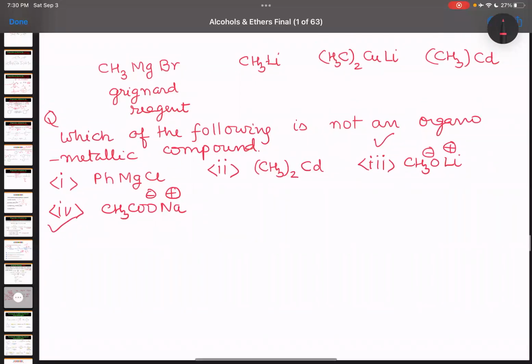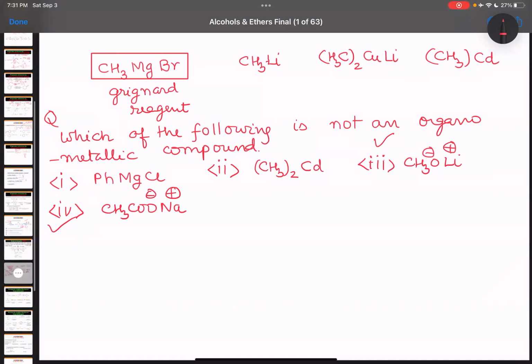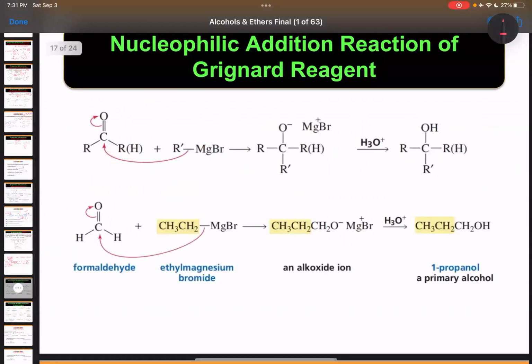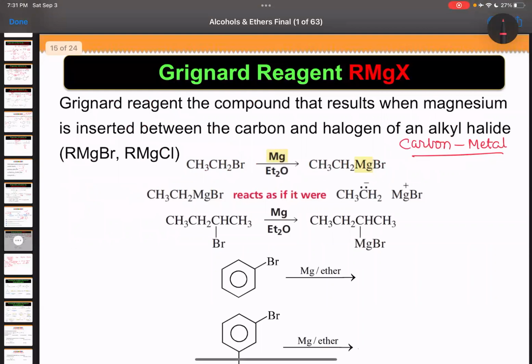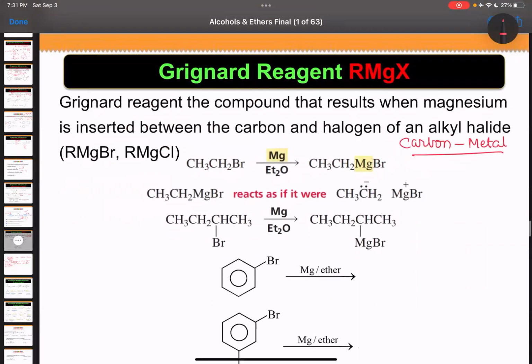So the most famous organometallic compound which we are going to use in this chapter, and in the subsequent chapters also, is this one. This has a carbon-magnesium bond. This is an organometallic compound. So how is it prepared? Its preparation is very simple. The preparation of Grignard is very simple.